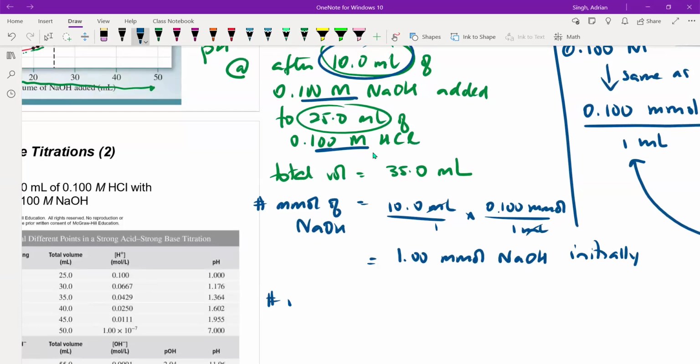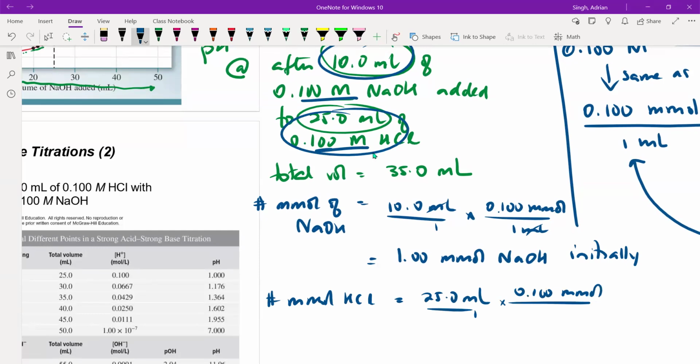Now the number of millimoles of the HCl. Okay, so what do we have? 25 milliliters, and the concentration again is 0.100 millimoles per 1 mL. So 25 times 0.1 would be 2.50 millimoles of HCl initially.